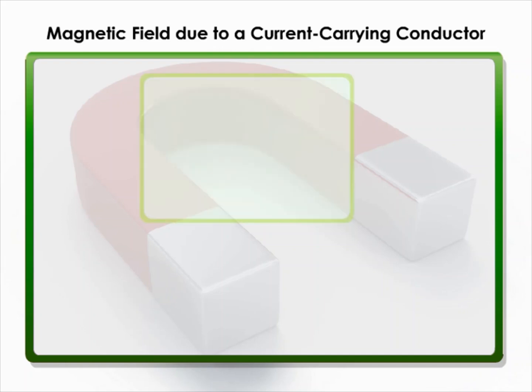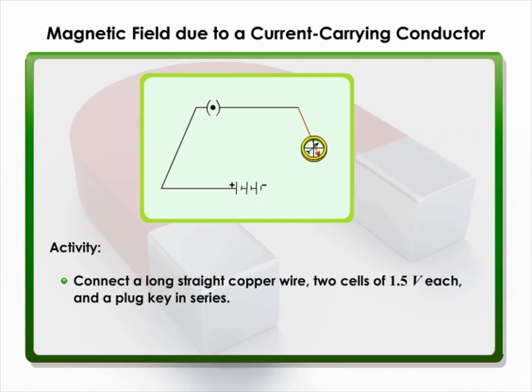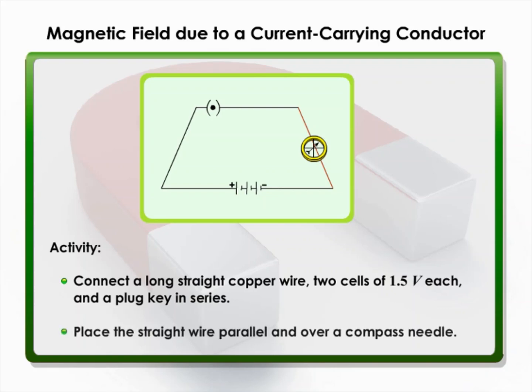Magnetic field due to current carrying conductor. In order to find the direction of the field produced, let us repeat the activity in another way. Take a long straight copper wire, 2 or 3 cells of 1.5 volts each, and a plug key. Connect all of them in series as shown.